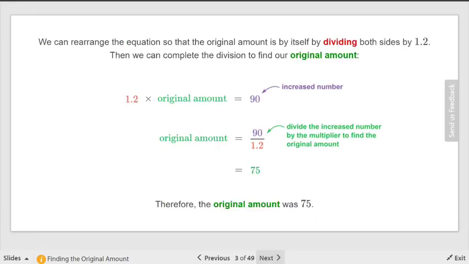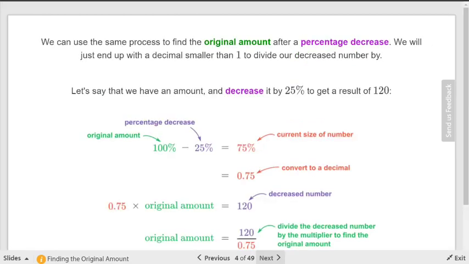You're going to be so happy with these. They're so easy. But you've got to watch out for the phrase. So look at what this says here. We can use the same process to find the original amount. What is my key phrase there? Original amount. That means I'm going backwards, which means not multiply, but what? Divide. Okay?